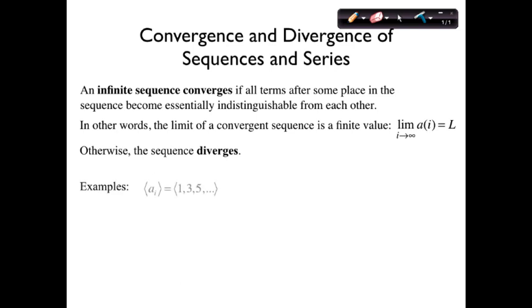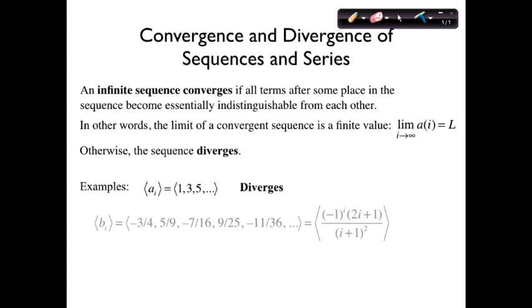So examples. This one. This is our first sequence that we talked about. Does the sequence converge or diverge? Do the terms get indistinguishably close to each other? Can we pick smaller and smaller degrees of closeness, and do we get within that? No, right? It's always just jumping by 2. So this diverges. Okay, this was our second one.